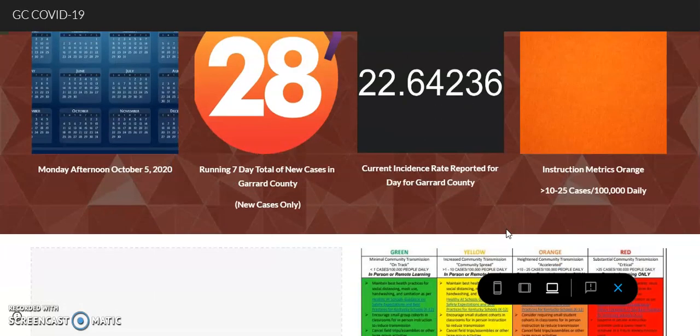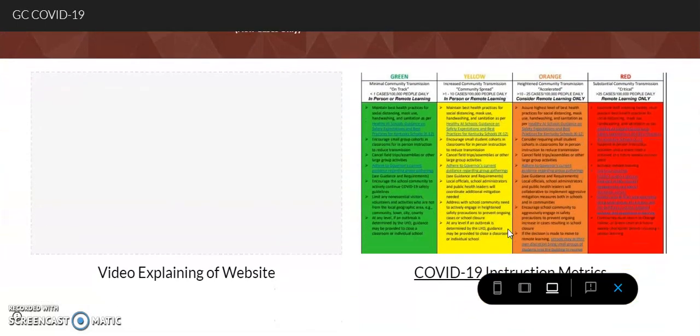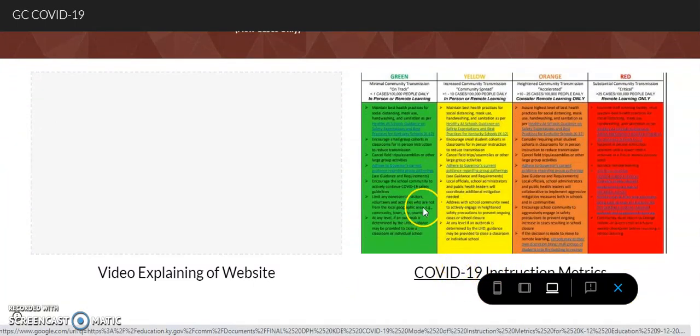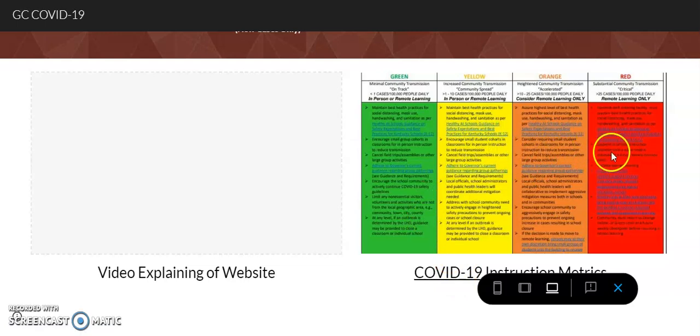So one of the things that we'll be doing is giving you a link then to this instructional matrix. You could come to this point and click on this, and it would take you in and show you what each of the 4 categories are. There's a green, a yellow, an orange, and a red. Green is when you have less than 1 case per 100,000. Yellow is 1 to 10 per 100,000. Orange is 10 to 25, and the red is above 25. This video will be linked here, so you'll be able to see that to make sure that you know what you're looking at if you have any questions.